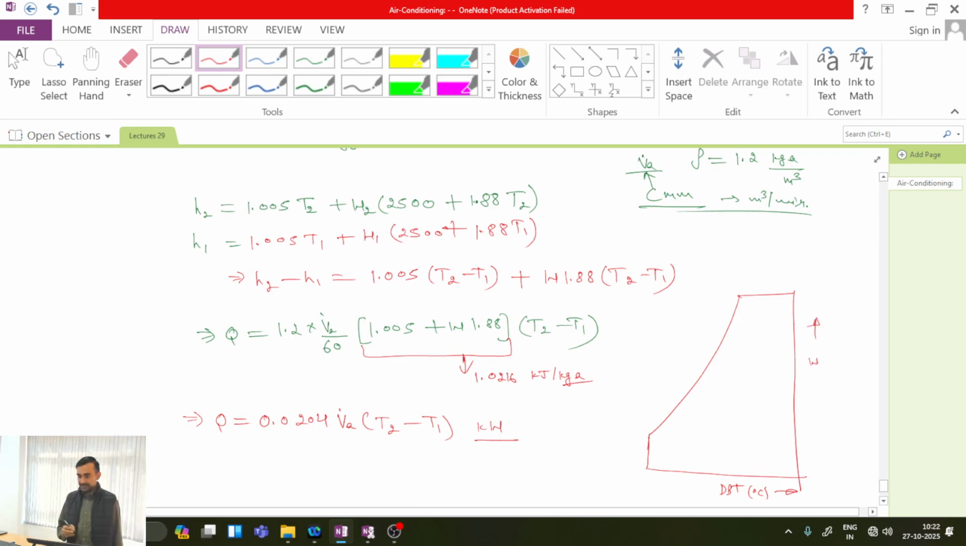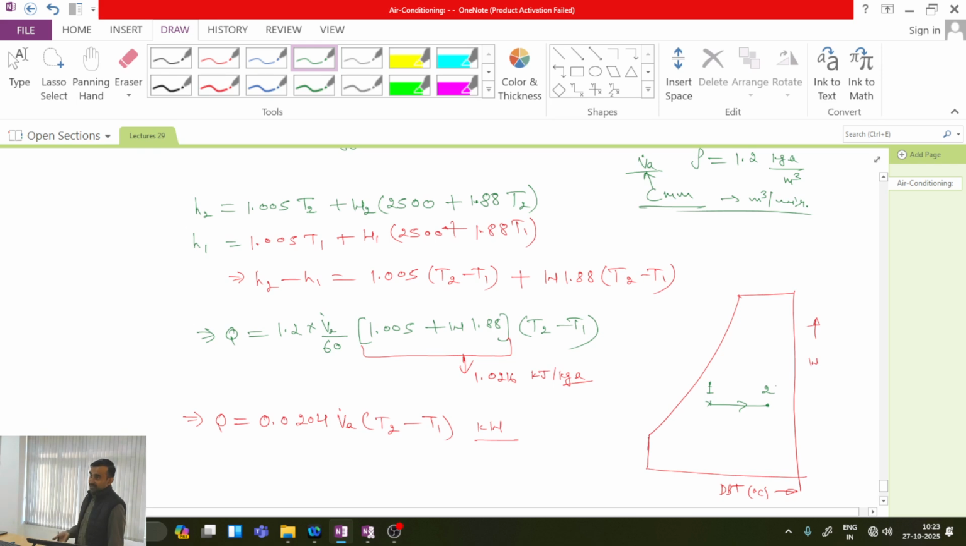How will you be representing this? Say this is state 1. Now W should remain constant. And what should happen to temperature? We are heating, so temperature should increase. So this will be the process on the psychrometric chart.